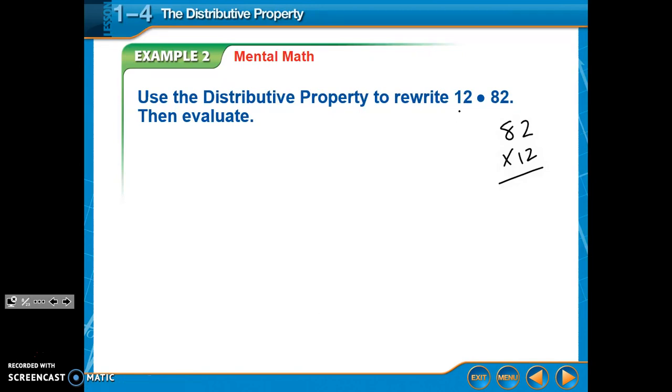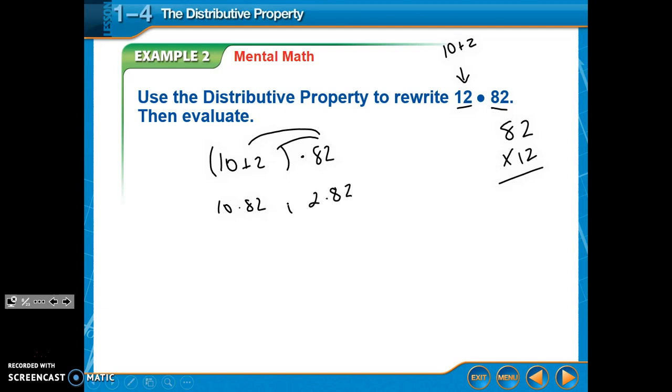So instead of going through that process, what we can do is look at our two numbers and see if there's an easy way we can write this that would be easier to multiply. Now, if I think of 12, 12 is the same thing as 10 plus 2. Generally, numbers are really easy to multiply by 10 because you just add a 0. And 2 is pretty easy too because you just double it. So I'm going to rewrite this as 10 plus 2 instead of 12 times 82. And now we can use the distributive property here and multiply each of these numbers by 82. So we have 10 times 82 and 2 times 82. And it's still plus in between them.